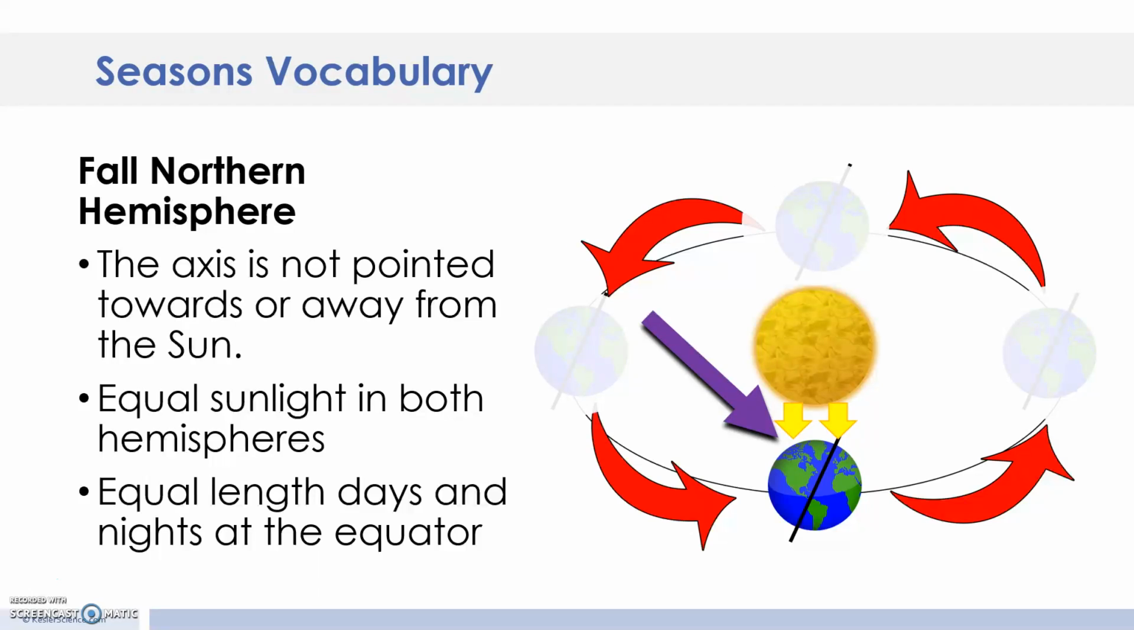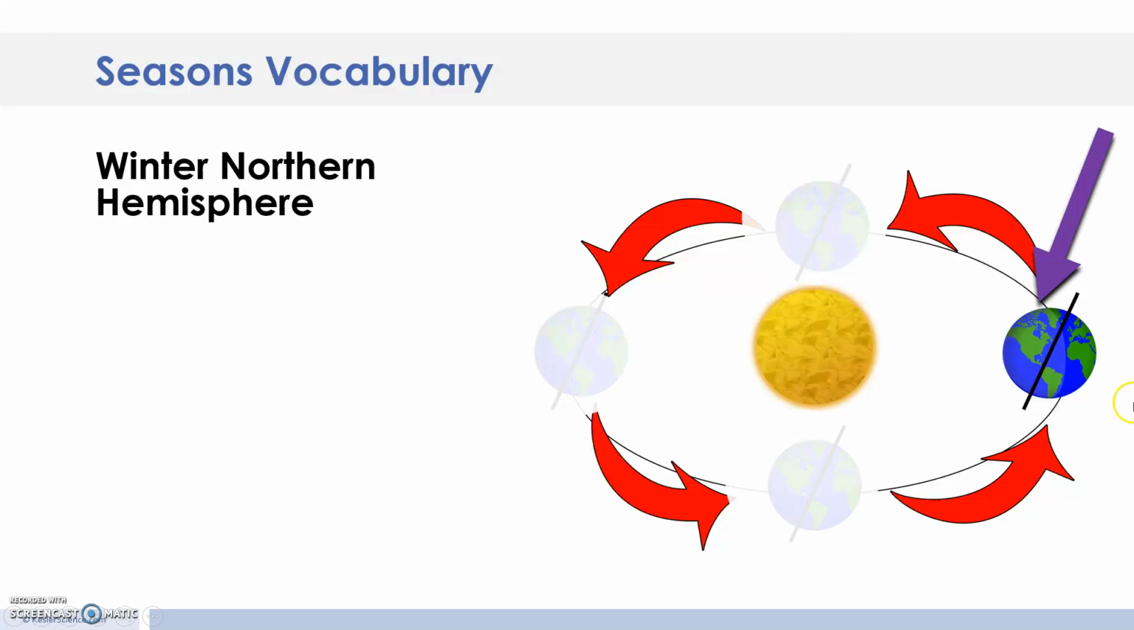So this would be like in the fall, as our days start to get a little bit shorter than they were in the summertime. It starts getting darker at 8 o'clock, 7 o'clock. So we actually have about the same amount of daytime and nighttime.